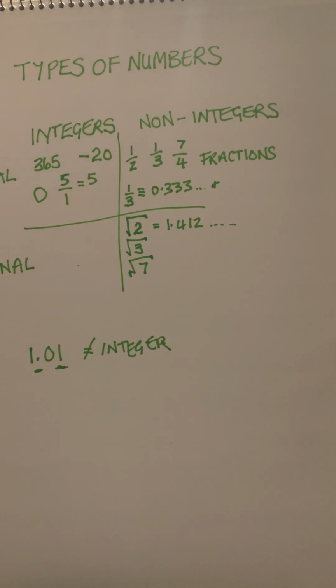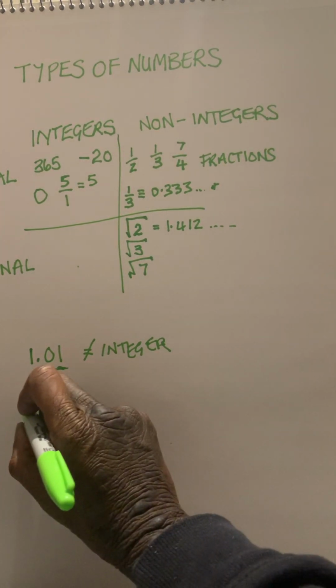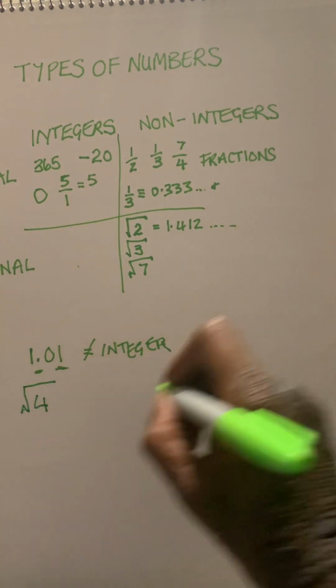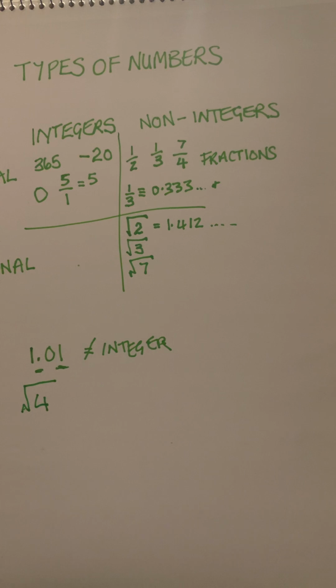Also, let me show you this. Square root of 4. Is that irrational or rational? You can stop this video to think about it and then carry on. 3, 2, 1, stop. 1, 2, 3, and we're back in the room.